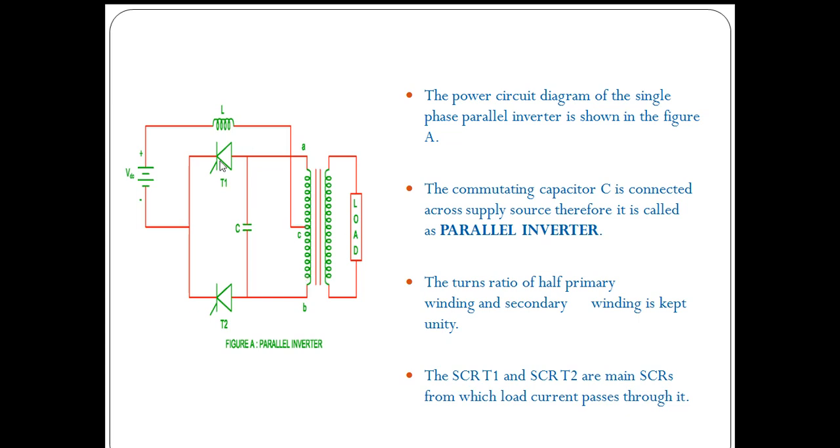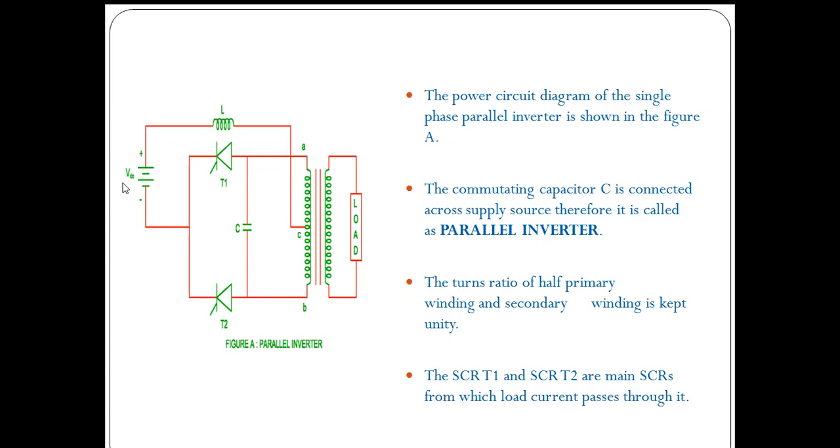In this we are using two thyristors T1 and T2, and the commutating component, a capacitor, is connected in parallel with the load through the center tapped transformer. That's why we call it a parallel inverter. The capacitor is connected across the load through the center tapped transformer.